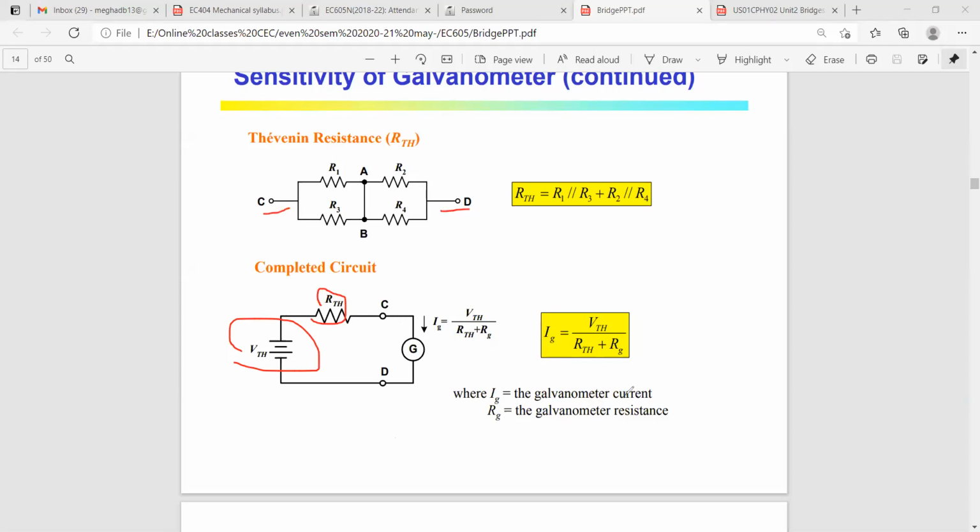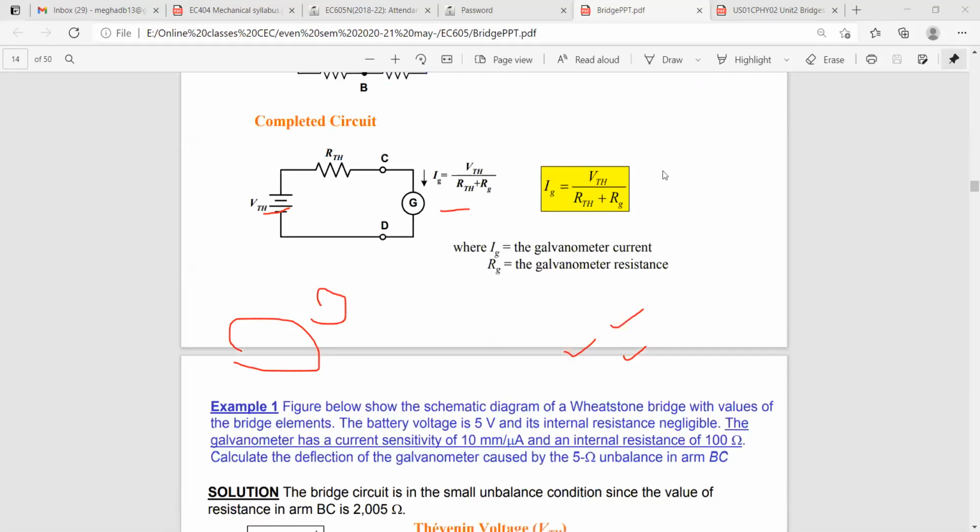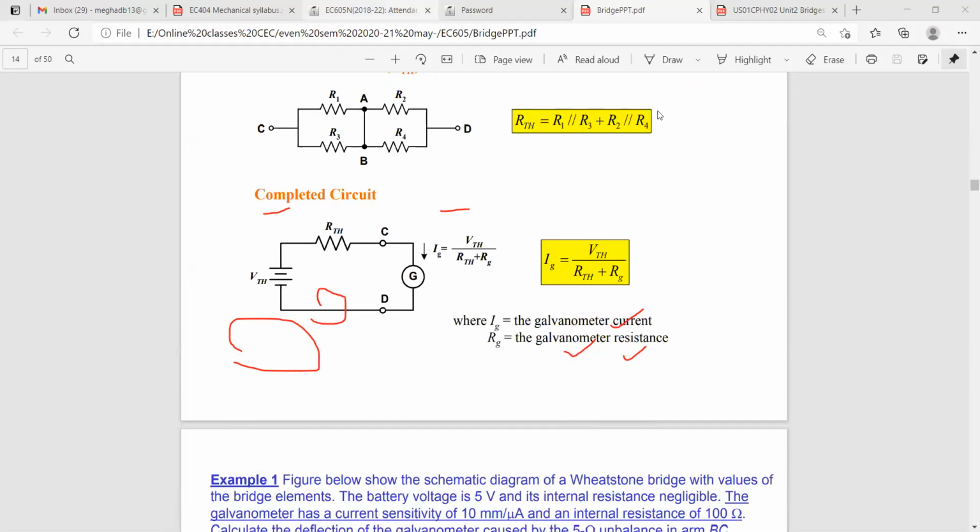What is our galvanometer current? The galvanometer current will obviously be VTH upon RTH plus RG. VTH is the Thevenin voltage, RTH is the Thevenin resistance, and RG is the galvanometer resistance. As I discussed these formulas in the previous class, today we will do some problems on this topic. Let me share my whiteboard and give you the problem.